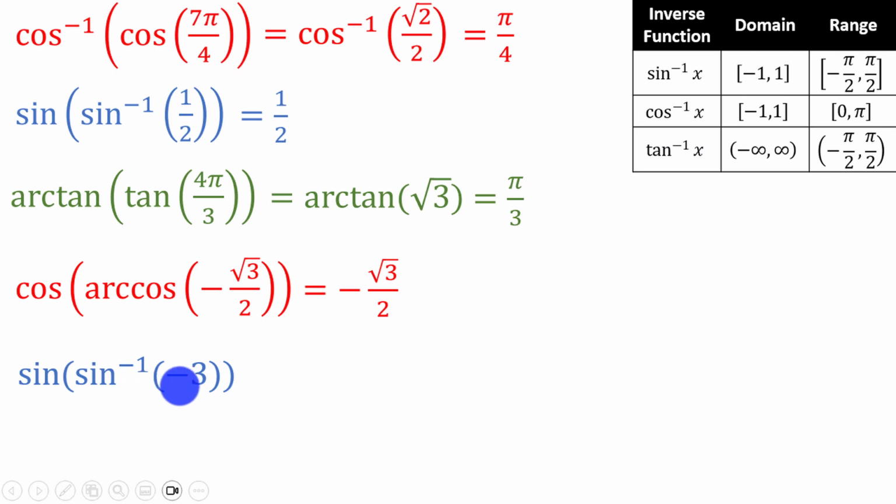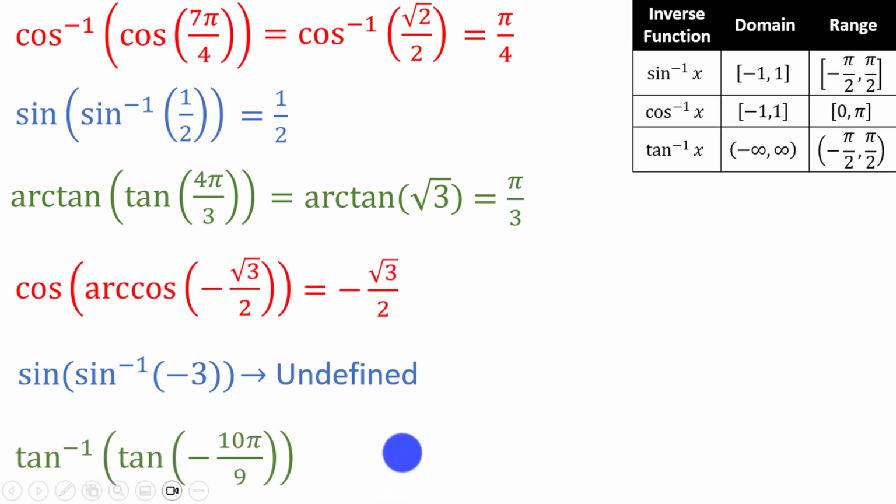So if we're looking at just this inside, this asks us: sine of what gives me negative 3? Well, sine of nothing is going to give you negative 3, right? Sine cannot be anything bigger than 1 or smaller than negative 1. So this is going to be undefined. We are not within the domain of our inverse trig function. Okay, let's try one more problem.